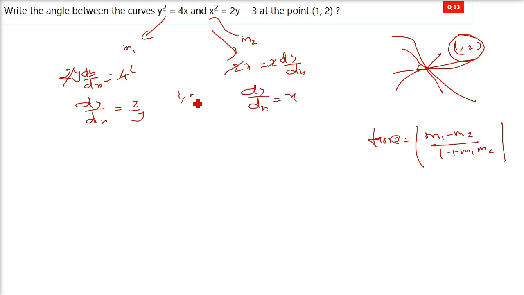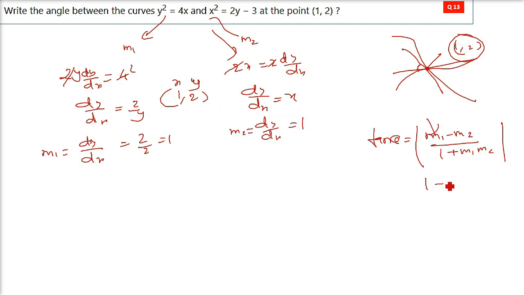You have x, so you have 1, 2 as the point, which is already given in the question. Now just replace x and y by 1 and 2 in both of these dy by dx's. So you have 2 by 2, that is 1. This dy by dx, this is m2. So this is going to be x is 1. Now we have this m1 minus m2, 1 minus 1 divided by 1 plus m1 m2, that is 1 into 1.